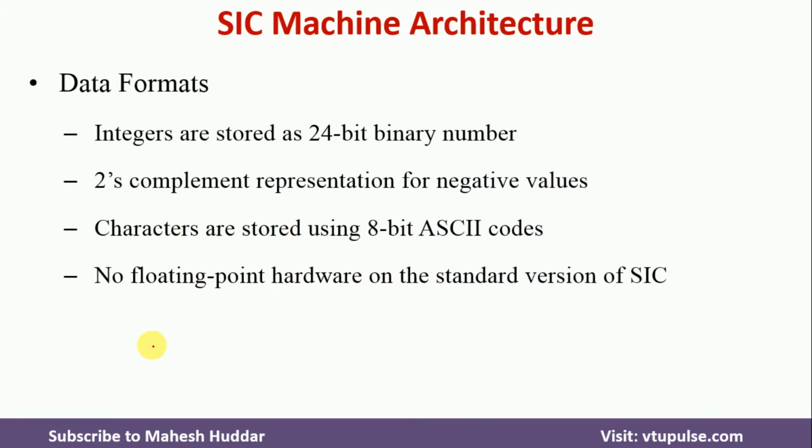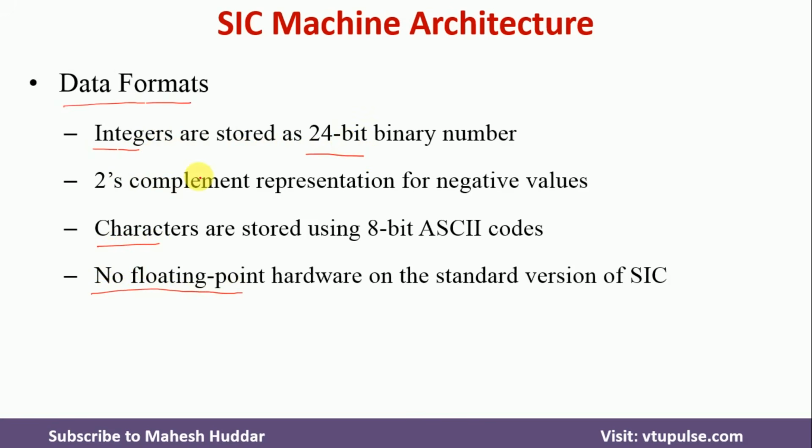Now we will see the different data formats supported by the SIC machine. The SIC machine supports different data, like integers and characters. It does not support floating point numbers. The integers are 24 bits in size. Integer size is 24 bits.